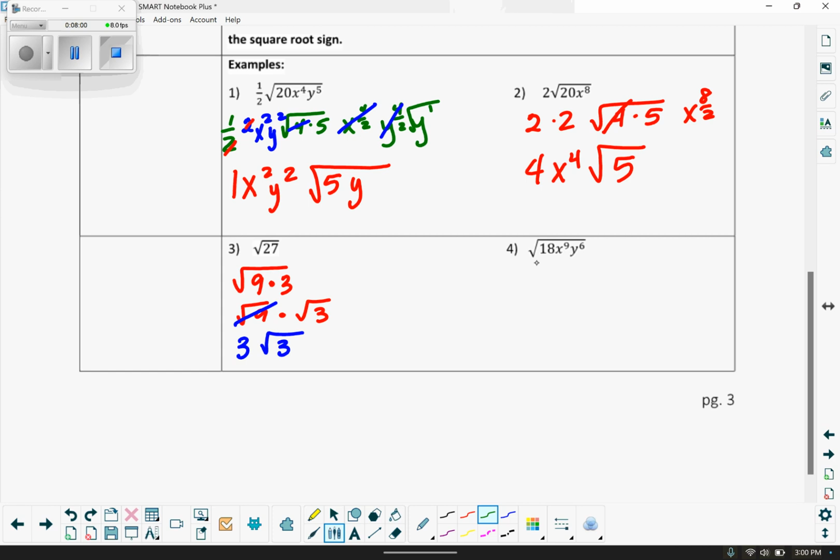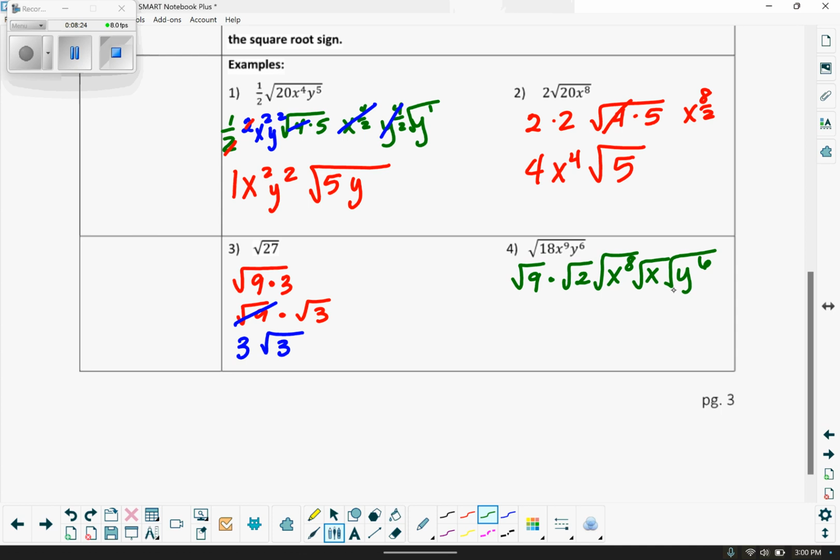I've got 18. 18, again, is an even number, but 4 does not go into it. So let's try 9. 9 does, by 2. So we're going to say the square root of 9 times the square root of 2. And then we're going to keep breaking these down. I have an odd number, so we're going to say x to the 8th times an x. And we have y to the 6th.